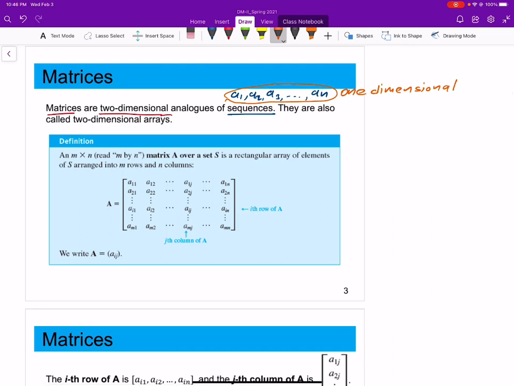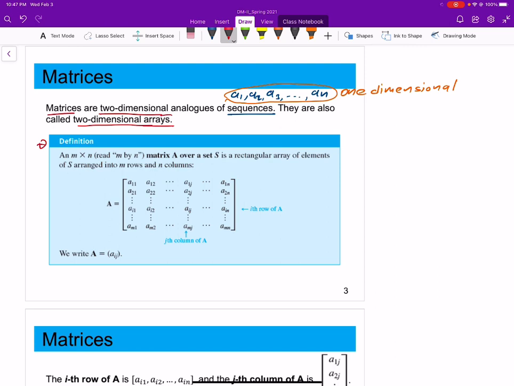Now we are going to discuss the two-dimensional form of a sequence, technically. The two-dimensional form of this is called a matrix. Matrices are also called two-dimensional arrays. So this is the definition of a matrix.